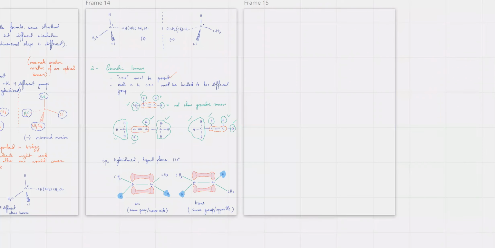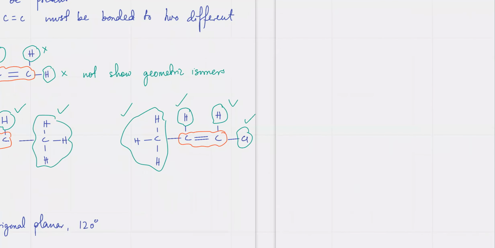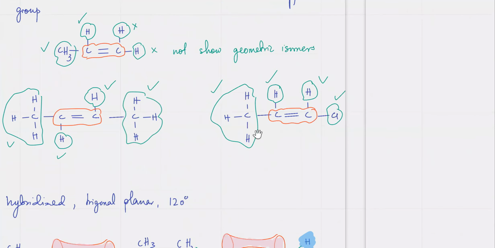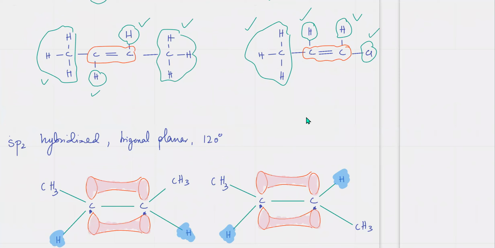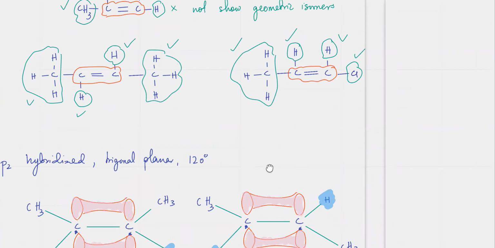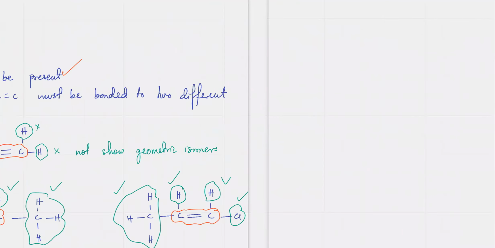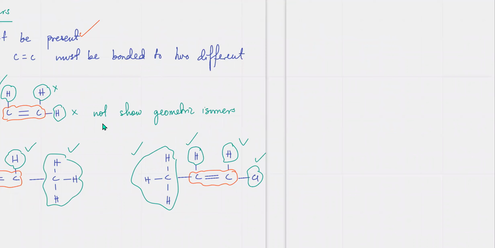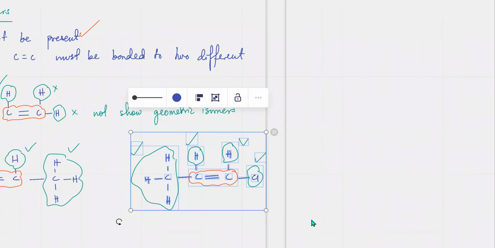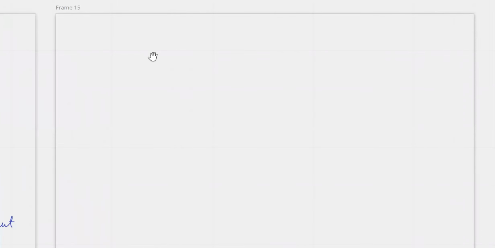Okay, so we're going to try and make the cis and trans isomers of this molecule over here. Let me just copy this. It is meeting the conditions, so it's going to form cis and trans isomers.